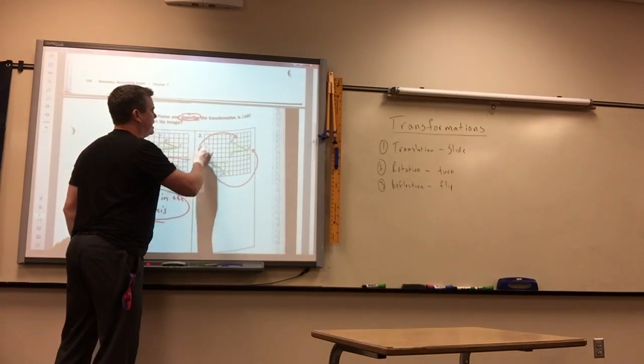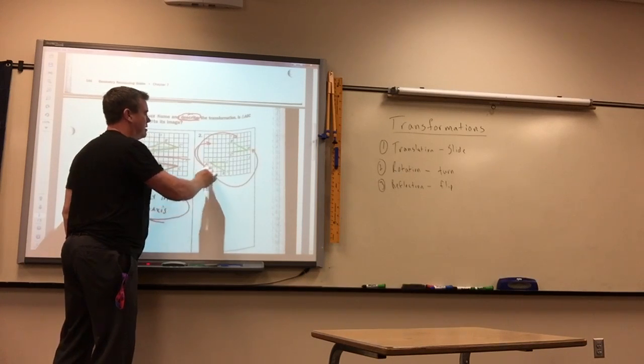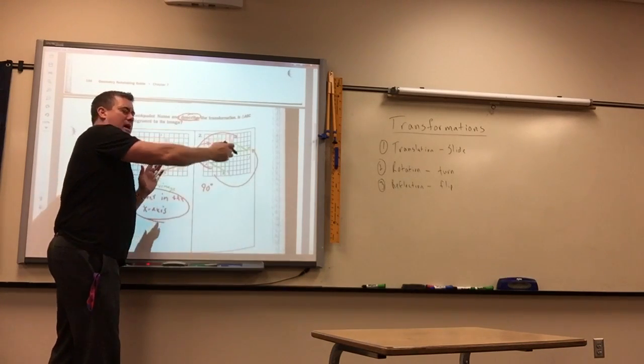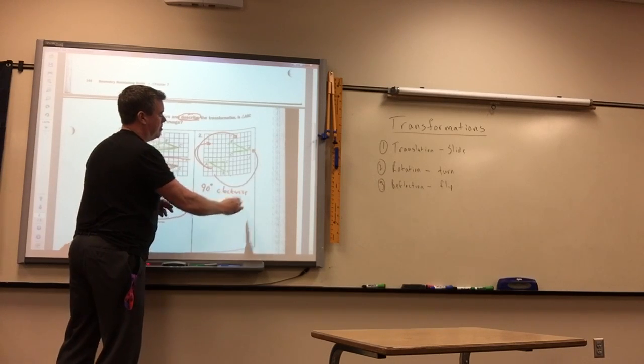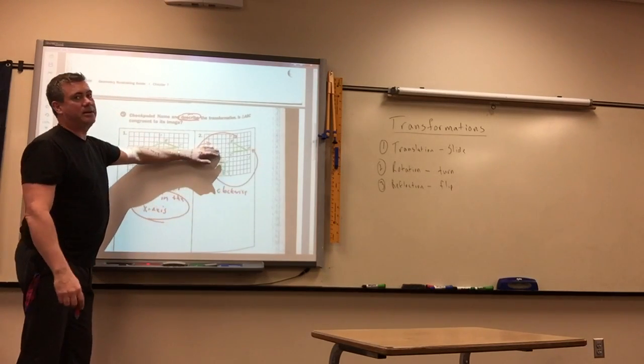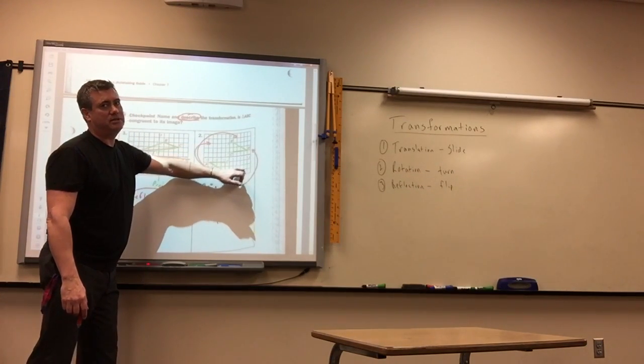It's a fourth of a turn. So if I rotated it up to here, it would be a 90 degree clockwise. Is that how you'd state it? Yep. If I'm going from here to here. If I went 90 degrees counterclockwise, it would end up over here.